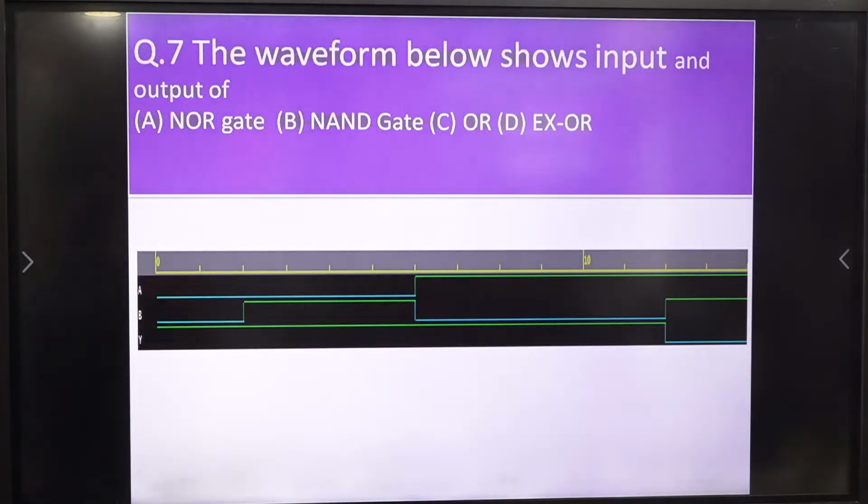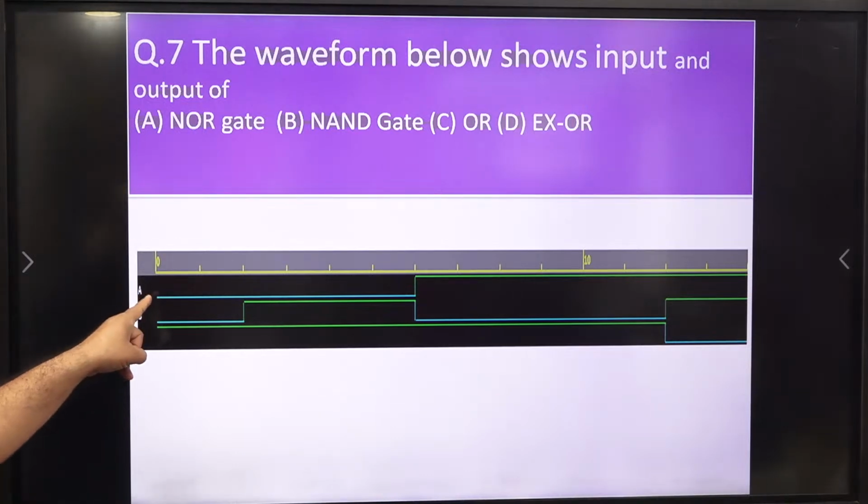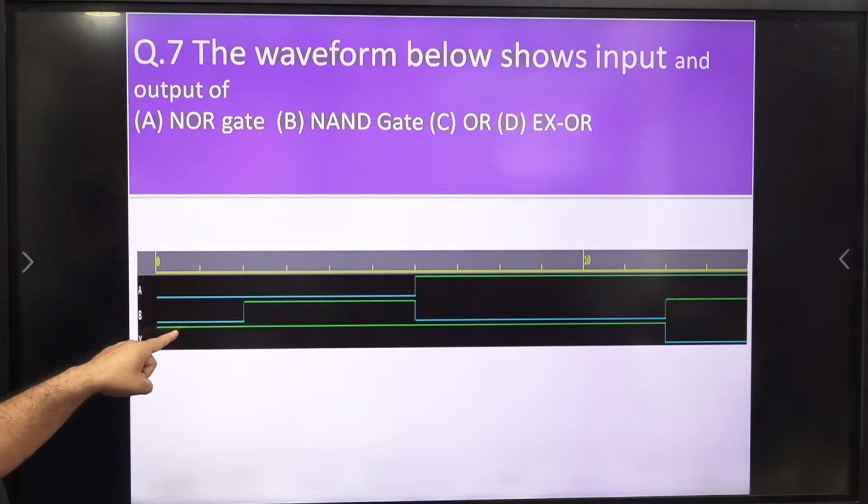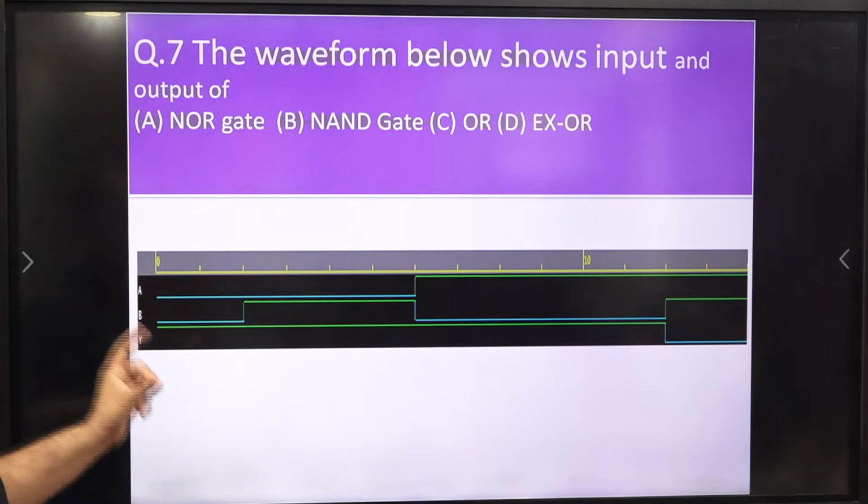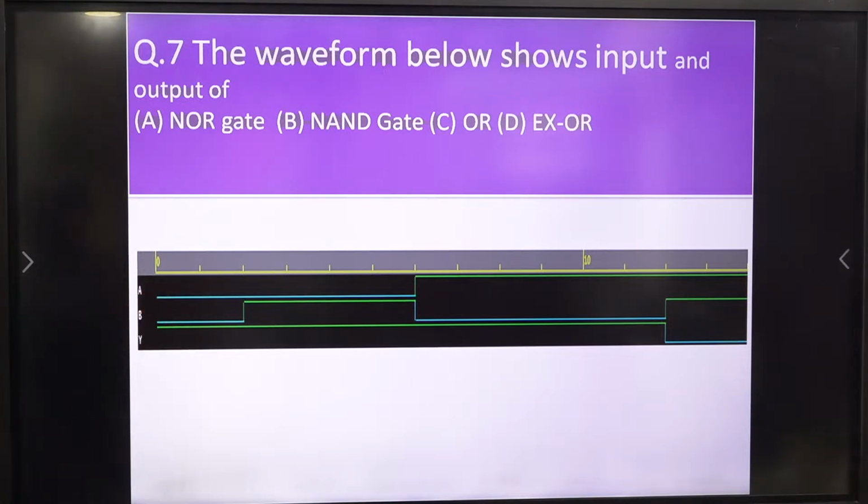So here we can see a waveform. This is signal A, this is signal B and this is signal Y. By looking at this waveform, you have to identify the logic gate. Just see the waveform and identify which logic gate will produce this output Y if A and B are applied as input. Which logic gate you will get here? Tell me.